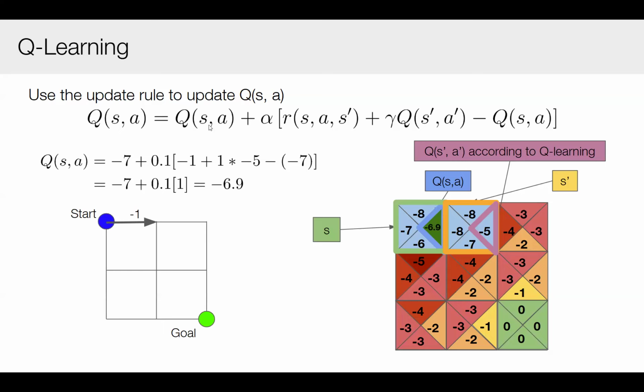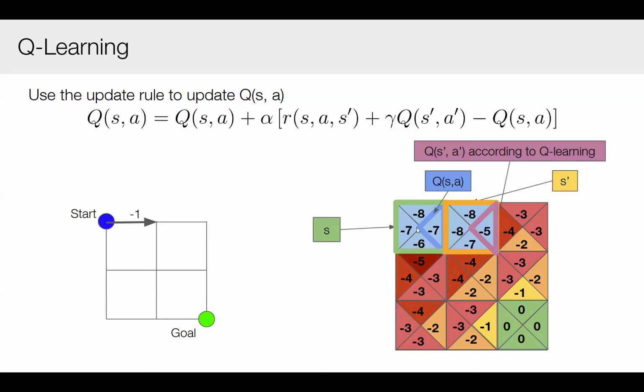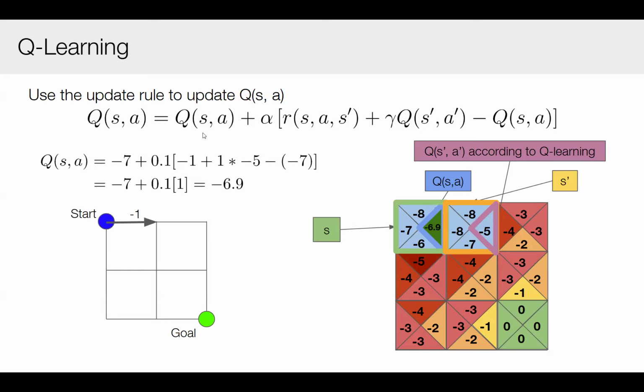That would be just following pure math. This Q value used to be -7, so that's our old value, plus our step size of 0.1, which I've decided arbitrarily, times a reward of -1, plus gamma, which I've set to +1, we're just going to use that constant, multiplied by Q of S prime A prime, which is -5, minus the old value, again -7. I'm just plugging in numbers that I've already found. Once you do this computation, you see that the new Q value for this state and action pair is going to be -6.9. So that's what an update would look like according to Q learning.